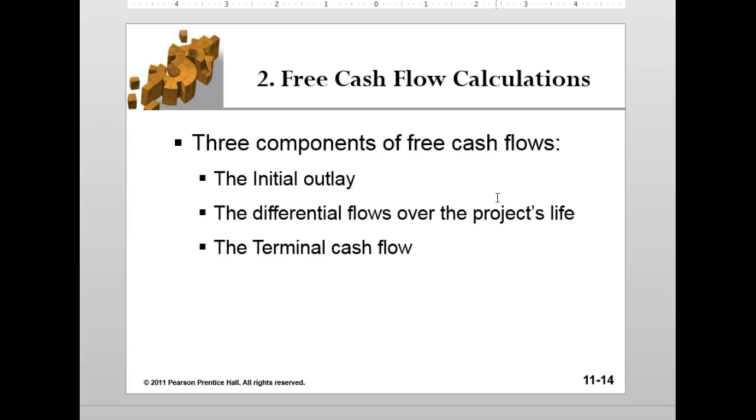So you need three components. You need the initial outlay right here. You need the differential flows over the product's life, and this means year 1, 2, 3. How does it flow in? How many years out? How many years in? And then the terminal cash flow, which is the cash flow at the end. So let's kind of look at each one of these.